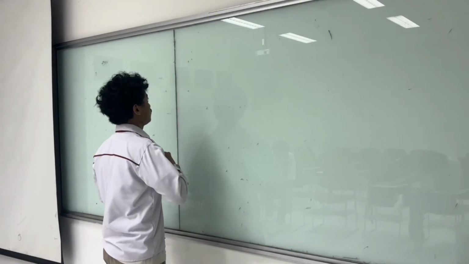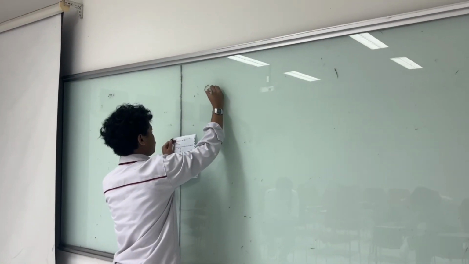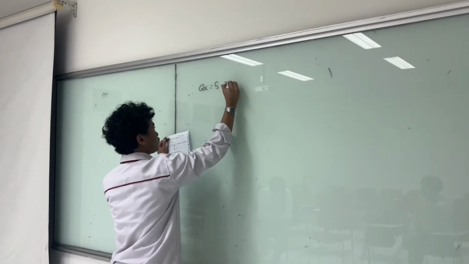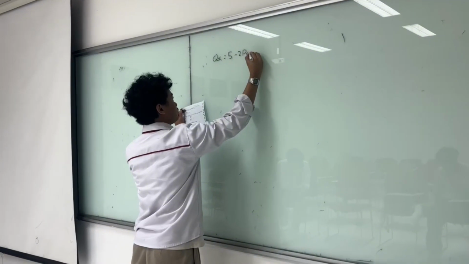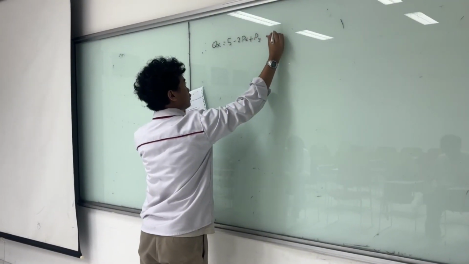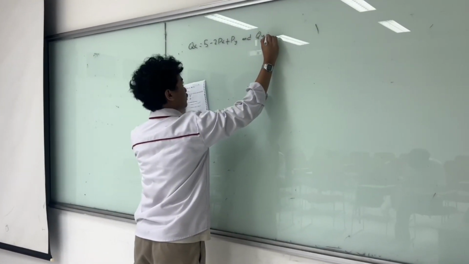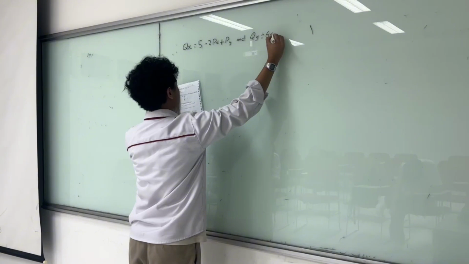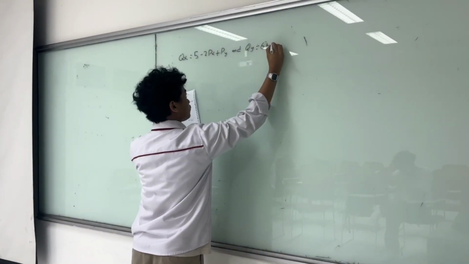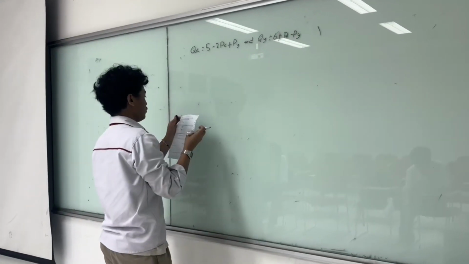So in this video, I want to solve question number 2. Okay, so we are given Qx equals 5 minus 2Px plus Py, and Qy equals 6 plus Px minus Py.